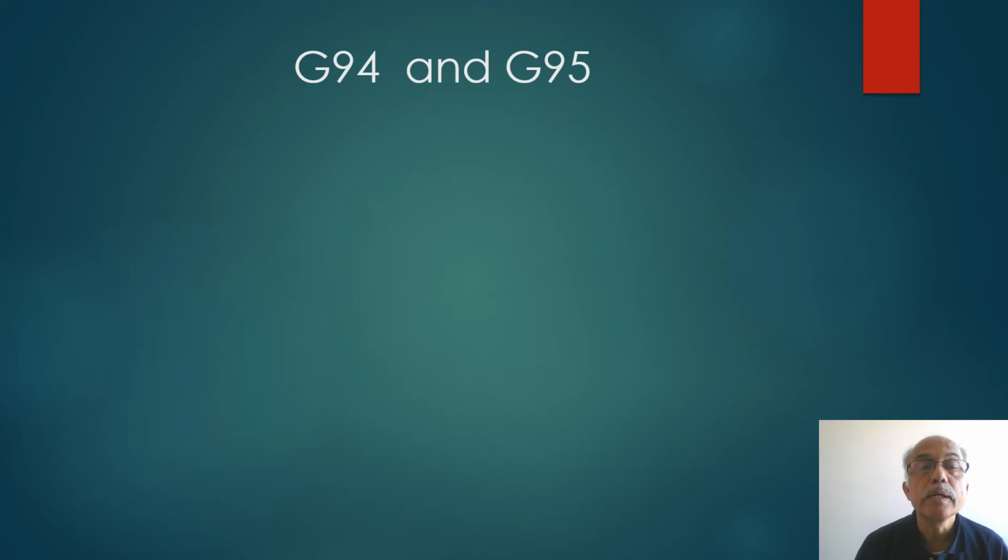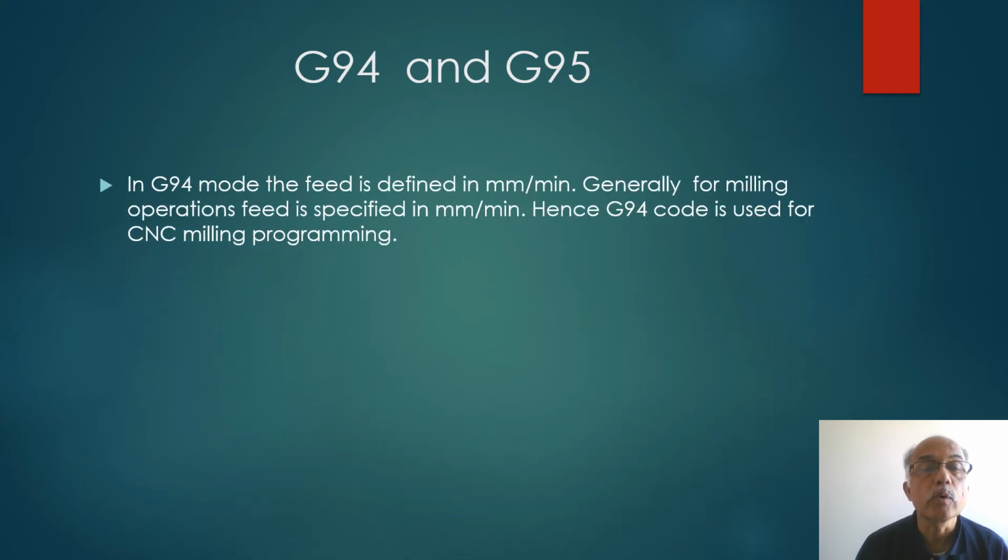G94 and G95 are the codes which define the feed rate in CNC part programming. In G94 mode, the feed is defined in millimeters per minute. Generally, for milling operations, feed is specified per minute. Hence, the G94 code is used for CNC milling programming.